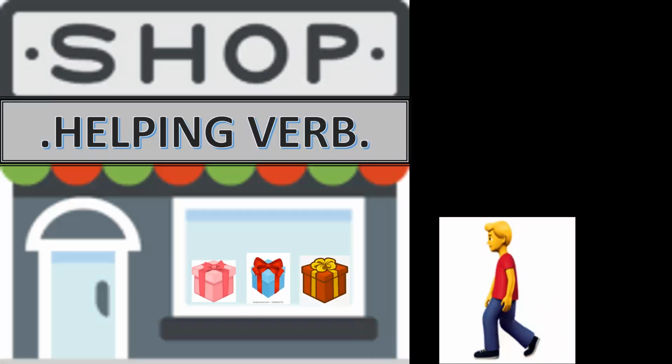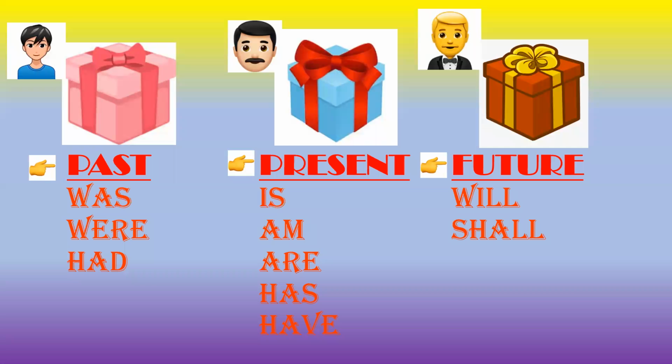Tenses goes to a shop named Helping Verb and buys some gifts for his children. He bought these three gifts for past, present, and future. The gift of past has was, were, and had in it. The gift for present has is, am, are, has, and have in it. And the future gift has will and shall in it.